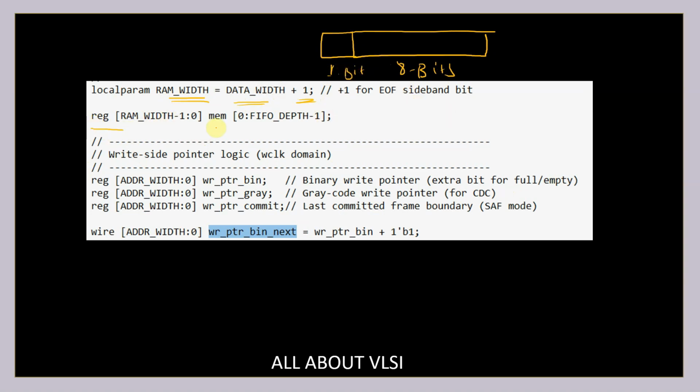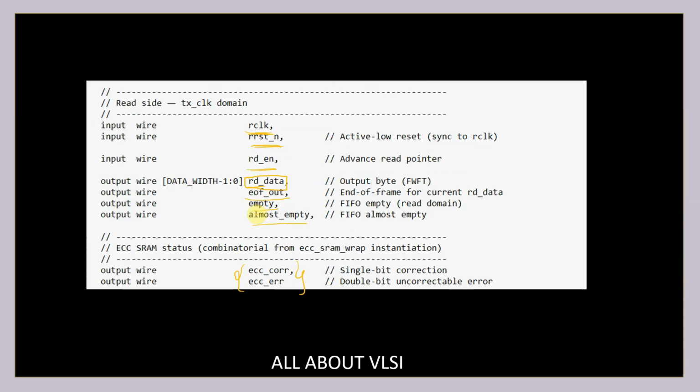Now I've declared my internal memory, which is 0 to FIFO depth minus 1, and RAM width minus 1 down to 0. Here we have declared a few variables: write pointer in binary format, write pointer in gray format, and write pointer commit. What do I mean by write pointer binary, which is in binary format, and gray format? Why are we using the gray format for the write pointer? We have discussed this in our previous session when we were discussing asynchronous FIFO. And write pointer commit, what do I mean by this?